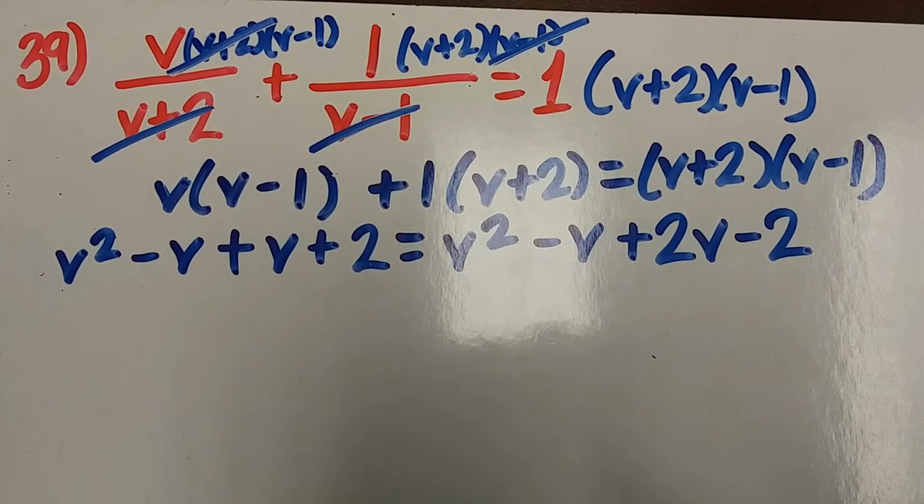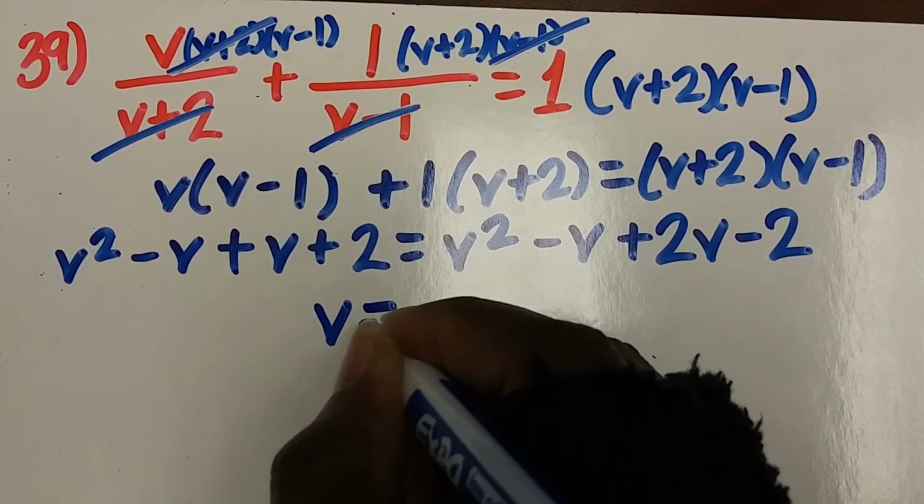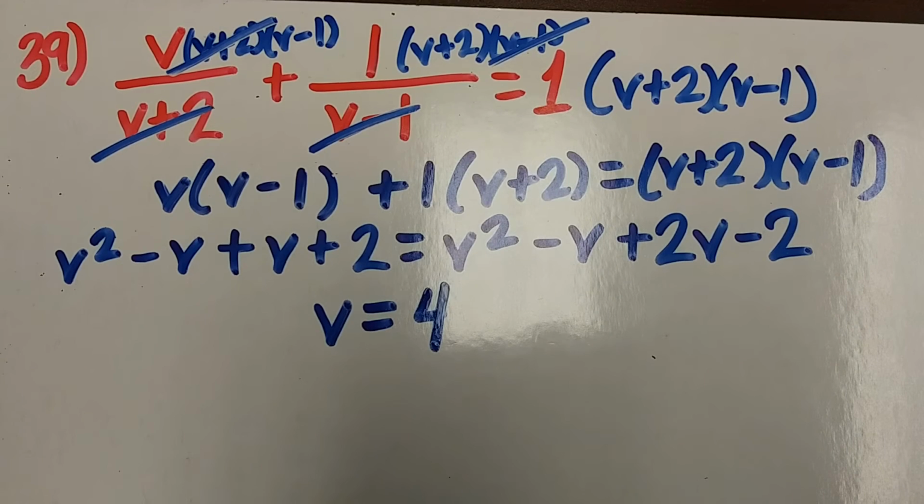And I want you to work that out. Get V by itself. Practice getting V by itself. When I solve for V, I should get V equals 4. Now you do the math and you get to V equals 4. If you cannot get to V equals 4, you've got to study. Go back and study your solving equations. Very simple.